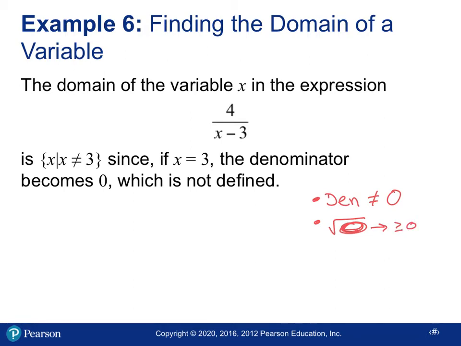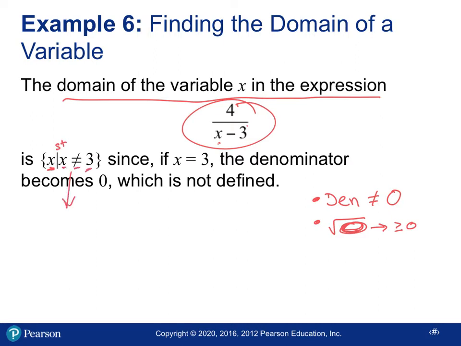So notice that in this question it says the domain of the variable in the expression here, you can't have 3. So the domain is the set of all real numbers such that x cannot equal 3. So that's how you read it: x such that x cannot be equal to 3. Because if x was 3, the denominator would be 0, which is undefined. So when you have these types of questions, you basically have to take that denominator and set it equal to 0. Whatever you find, that's what you place there.